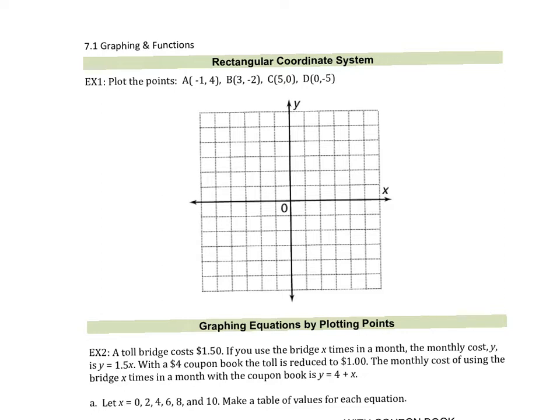Then we'll move on to Chapter 11, which is probabilities. Again, very different from the other chapters. And then we'll end up with statistics. So let's look at Chapter 7. In 7.1, we're going to look at functions and their graphs. The first thing we want to do is review our rectangular coordinate system.